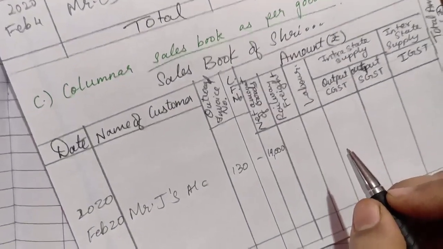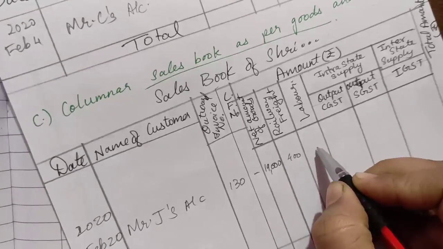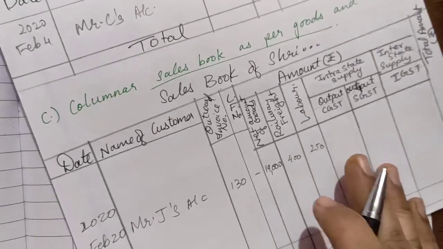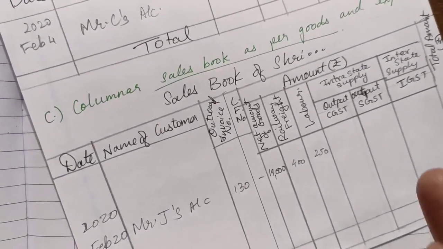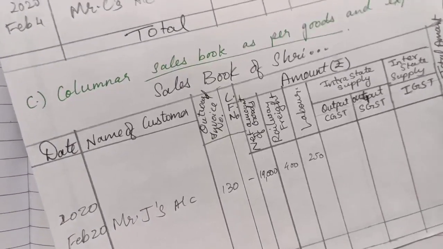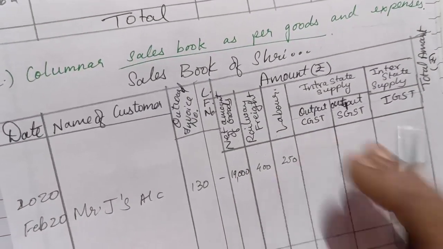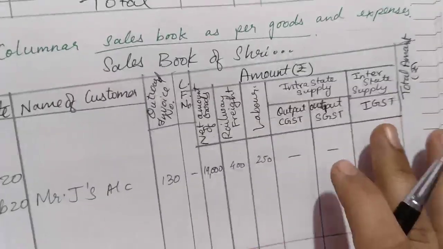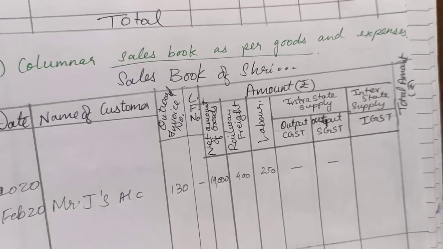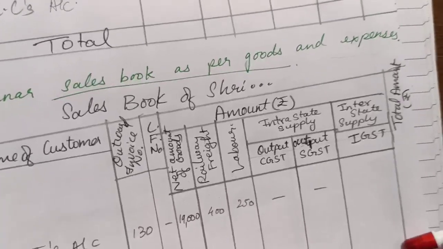Railway freight worth rupees 400 is paid on his behalf. Then labor worth rupees 250 is also paid on his behalf. So we'll record this. Now as it is an interstate transaction, we are from Gujarat and that person Mr. J is from Jaipur of Rajasthan. So CGST and SGST will not be applicable over here. Only the IGST amount will be applicable, which is 12%. See if there are any changes, in the question it will be mentioned regarding the percentage of GST.